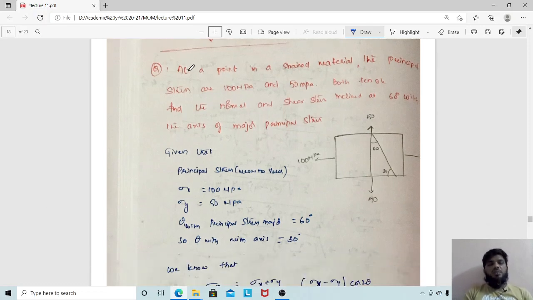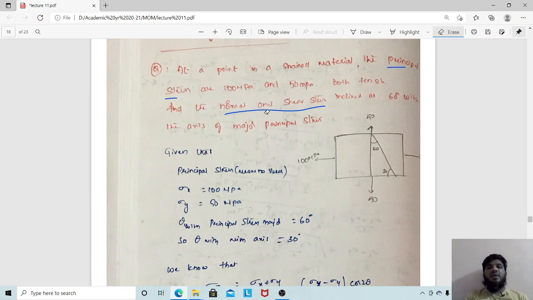Okay, this is a problem in your book: at a point in a strained material, the principal stresses are 100 megapascal and 50 megapascal, both tensile. Find the normal and the shear stress. Here they are directly saying these are the principal stresses, meaning no shear stress is acting. Since these are principal stresses, on these surfaces there is no shear stress, there are only normal or direct stresses. The direct stress acting on this is 100, this is 50. Always you should consider this as the major value and this as the minor value. Most of the cases we do like that only: sigma x is maximum, sigma y is minimum. So I have taken this as 100 megapascal and this as 50 megapascal.